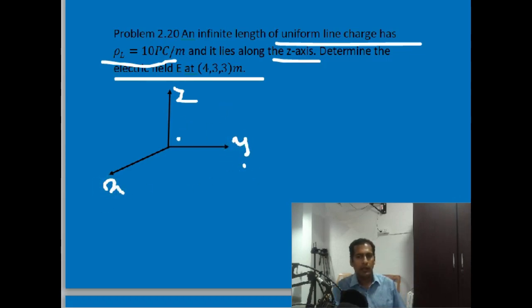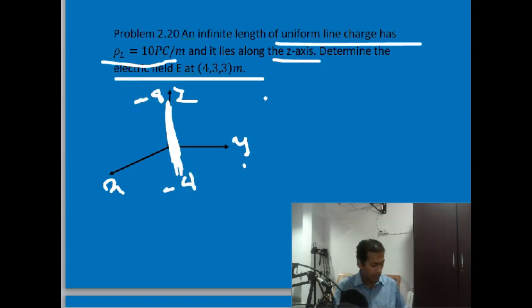So what he is saying, the infinite line charge is present on the z axis, from minus infinity to plus infinity, and we have to find out the electric field intensity at 4 at x, 3 at y, and some height 3, some point here. We have to find out the electric field intensity.